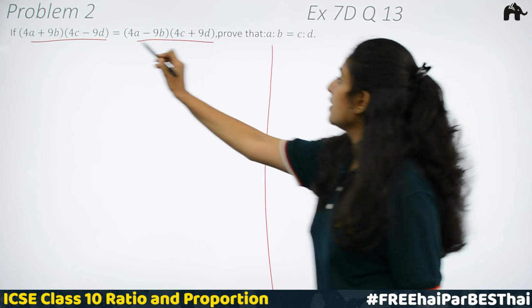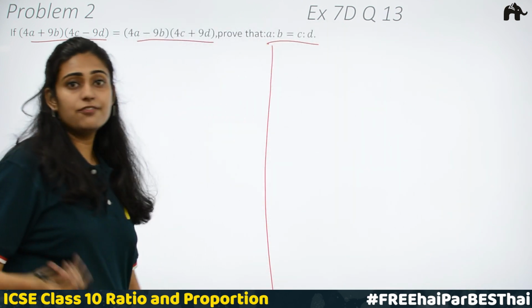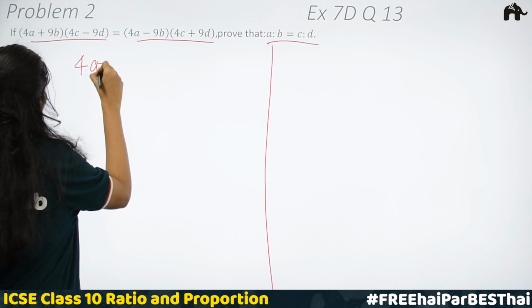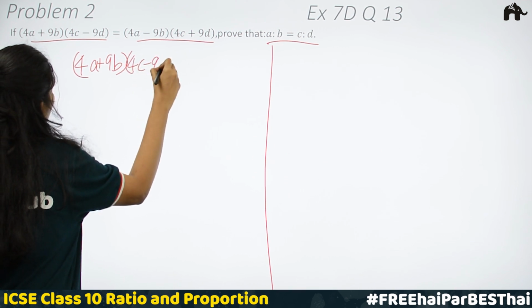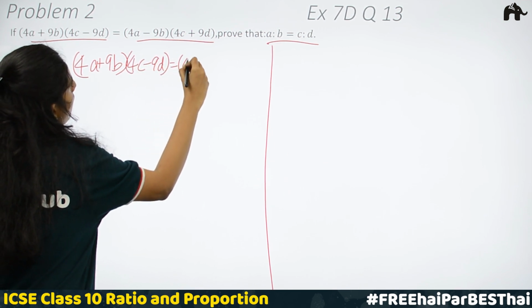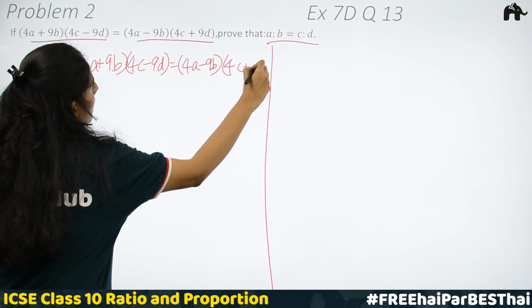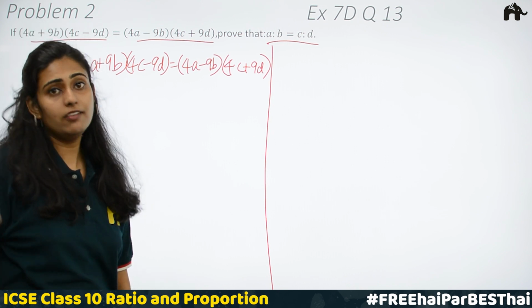From here, we have to reach here. You know, this is all using the different properties of proportion. Here we have (4a + 9b)(4c − 9d) = (4a − 9b)(4c + 9d). To simplify this, I need to apply the componendo and dividendo property.